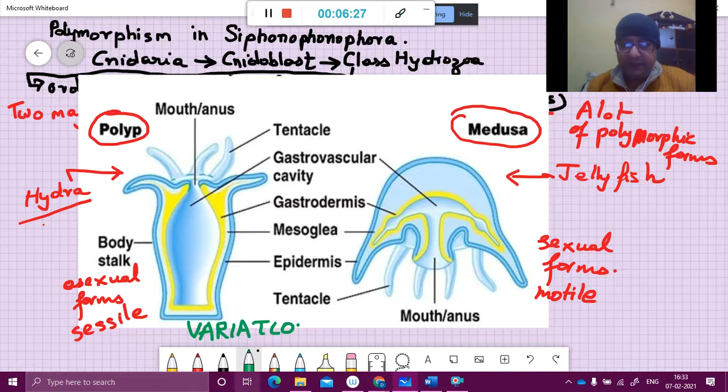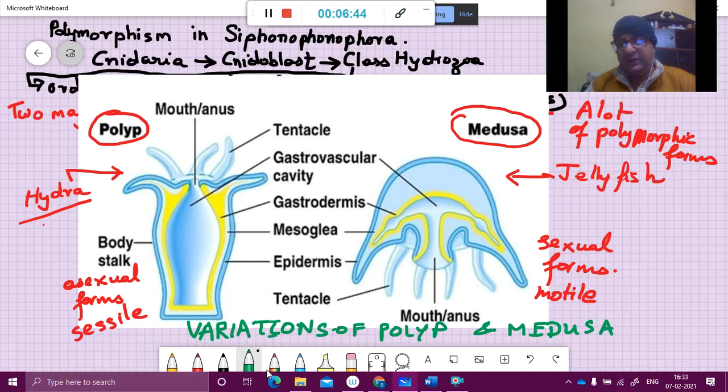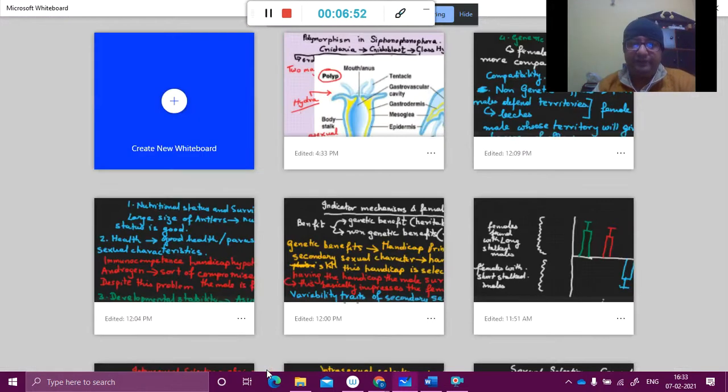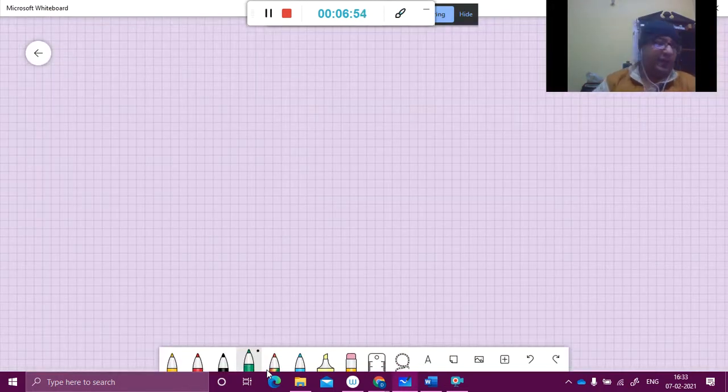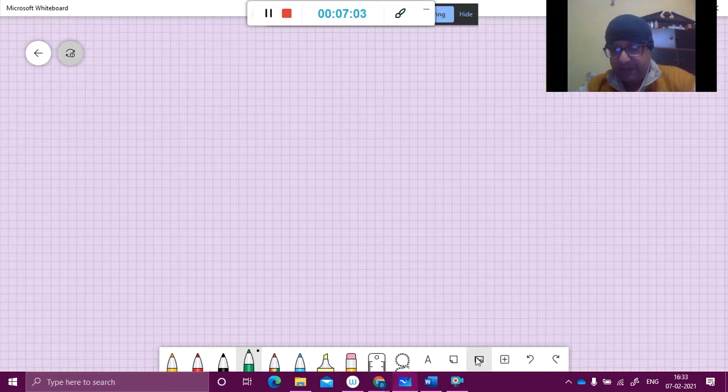So the two forms are essentially variations of polyp and medusa. So let's go to the next board. Let us look at a picture of a Siphonophoran. Let's try to see a picture of a proper Siphonophoran.